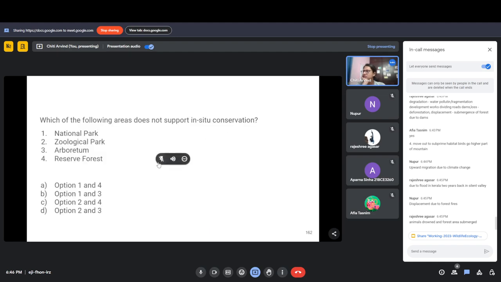Alright, so which of the following areas does not support in situ conservation?